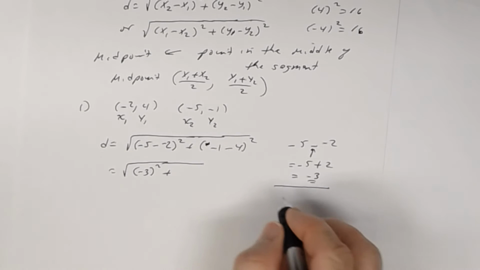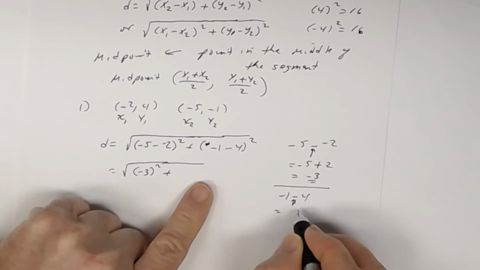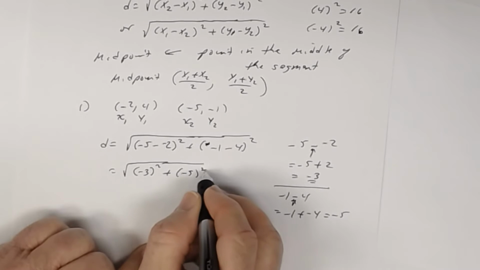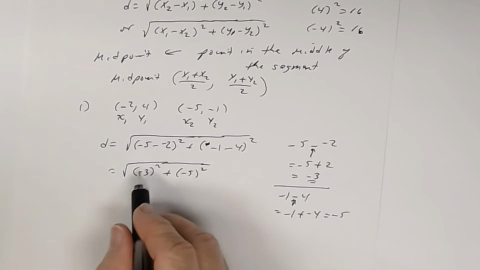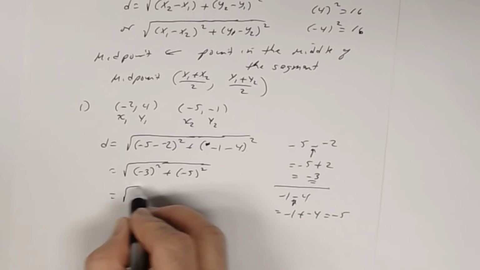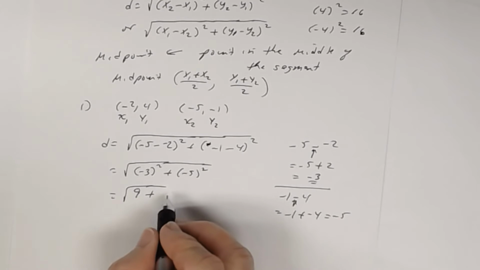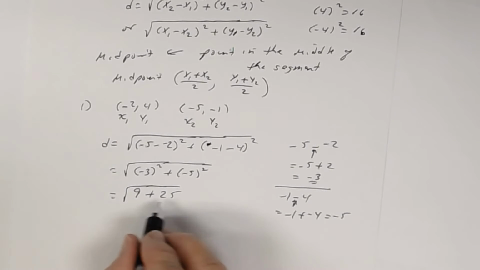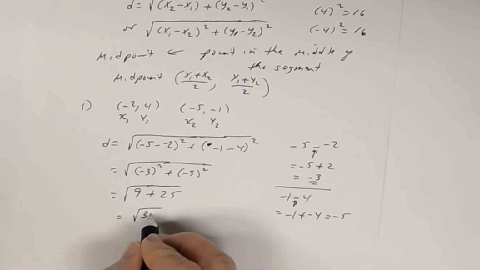And then let's do the next one. So -1 subtract 4 means the same thing as adding the opposite. So that's -1 plus a -4, which is a -5. So it becomes a -5 squared. And so simplifying each one of these, a -3 times itself is +9, plus a -5 times itself is a +25. 9 plus 25 gives us 34, so this is the square root of 34.